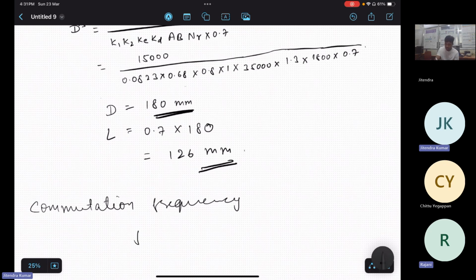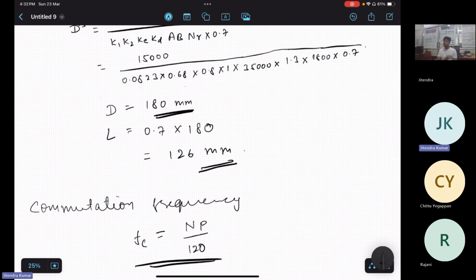First, N P, what is the expression? N P by 60, sir. Frequency N P by 60. Uh, N P by 120 is there. N P by 120. N into P, you are saying, right? N into P, P into number of poles. Right. So this is the correct one.